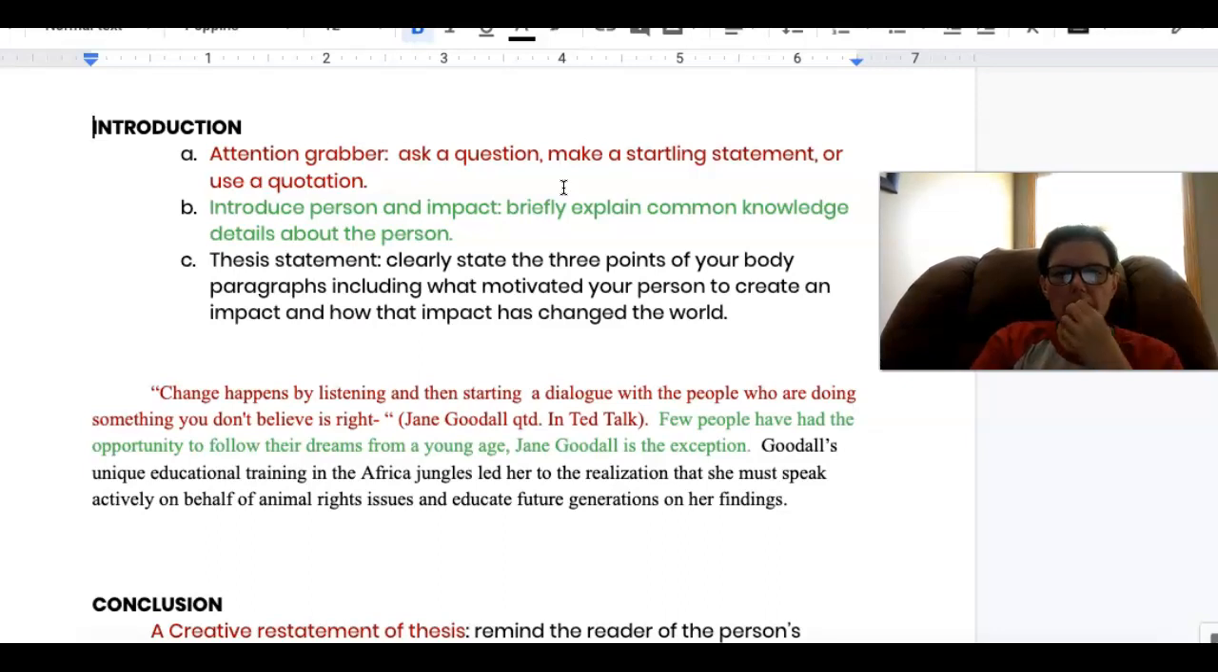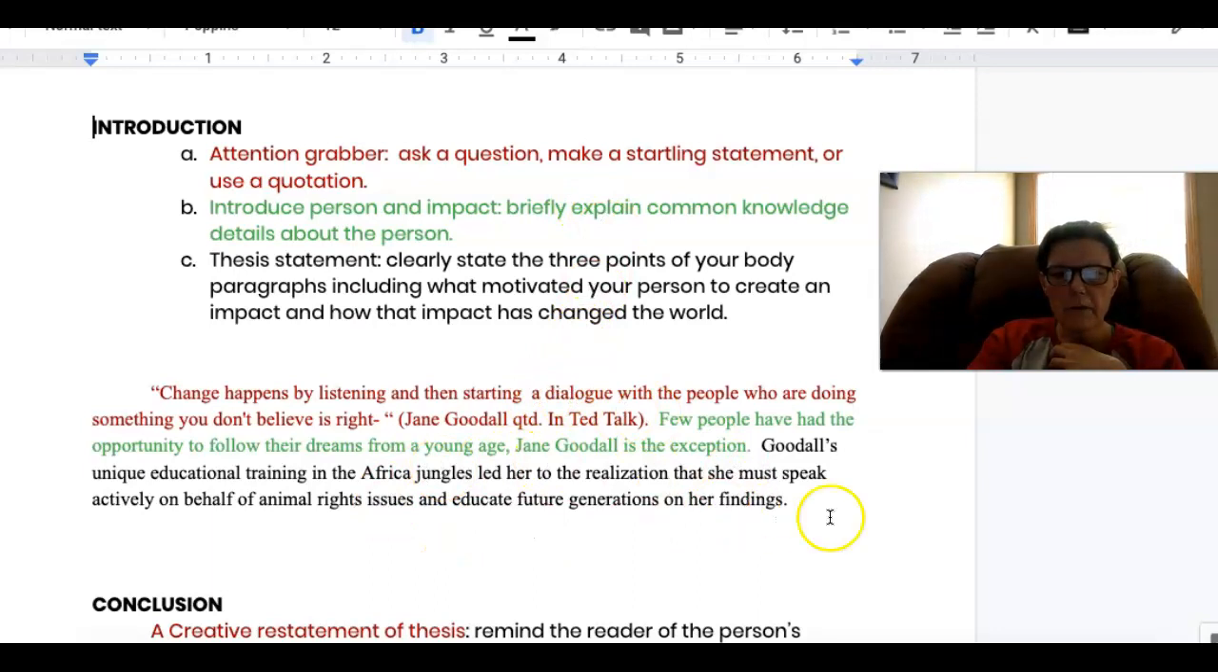The middle sentence is to just kind of briefly do that segue. You do some background information, but really brief background information, nothing that's going to appear in our body paragraphs. And then the thesis statement is you clearly state the three points of your body paragraphs, but try to do it in a creative way. But three things that you should have are the background information, what brought that person to make their impact, and then how that impact has changed the world. Okay, so they kind of overlap a little bit.